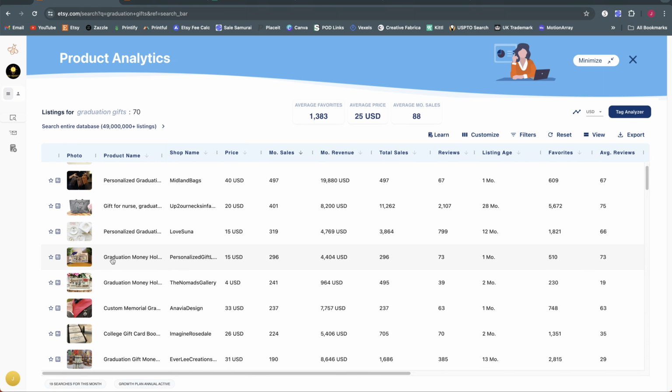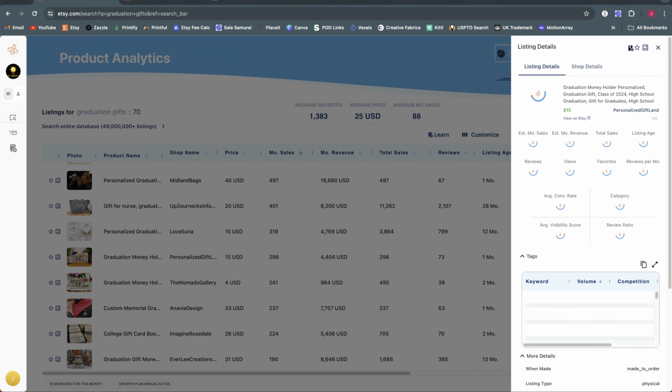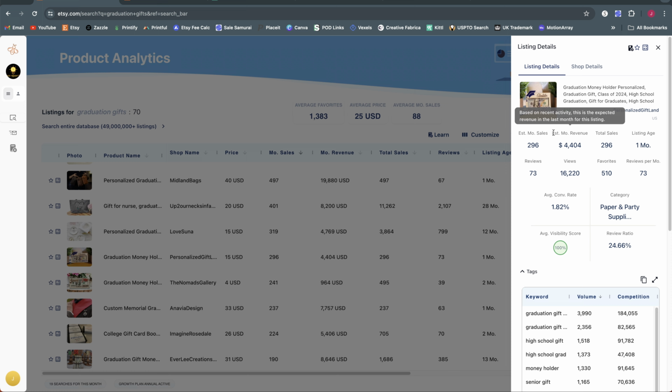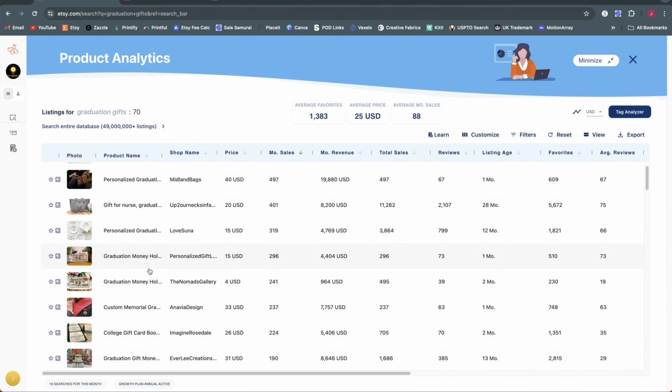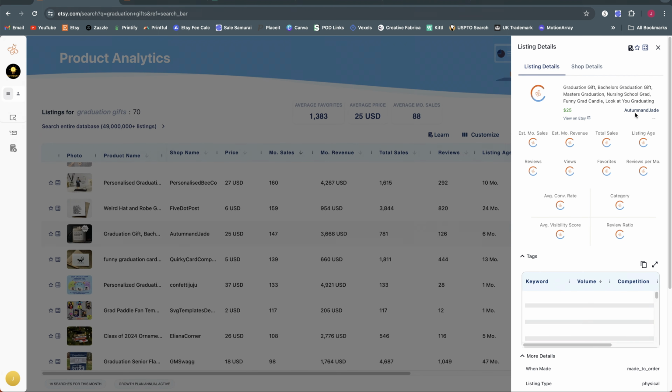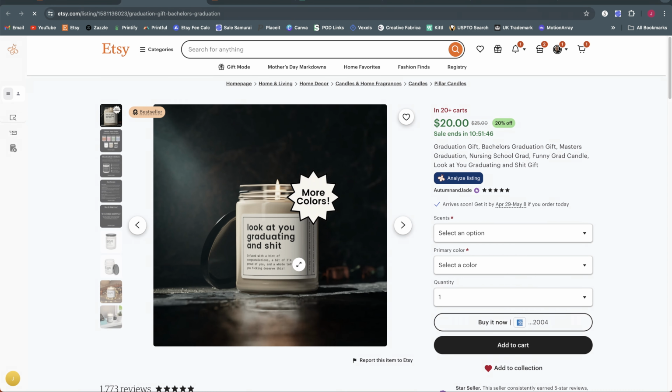So some more trends that we see here: this is a graduation money holder that looks like it's personalized. We have a personalized candle. This is actually a humor, a funny gift, kind of like a joke gift. There are print on demand candles available from a couple of the major platforms like Printify now. So you could certainly get into selling print-on-demand candles with humorous labels on them like this, if that's something you're interested in.